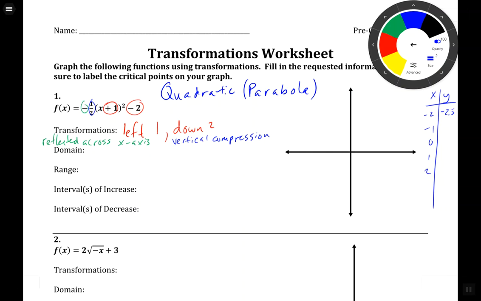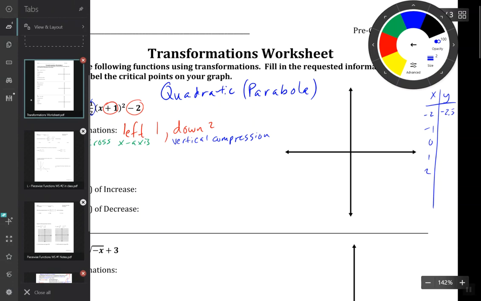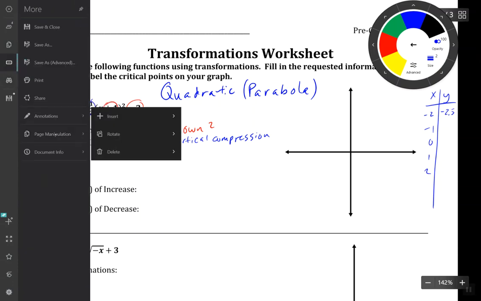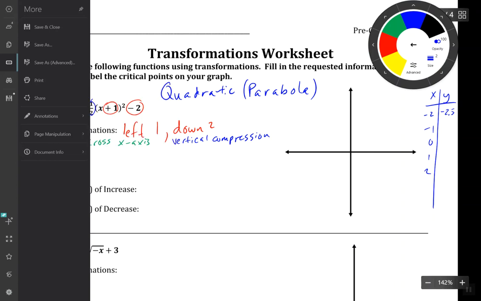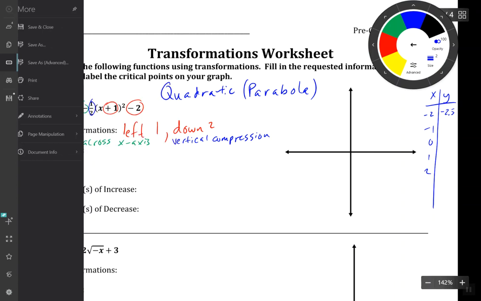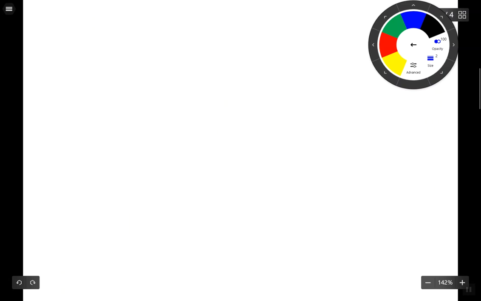Would it be helpful if I wrote out this math for you? Because I can. All right, so I need another piece of paper. So we're going to go in here, and I'm going to add a page so I can do the math for you. So I think it's here. Page manipulation. I'm going to add one after check. Okay. So it should go away. Down here. Here it is.